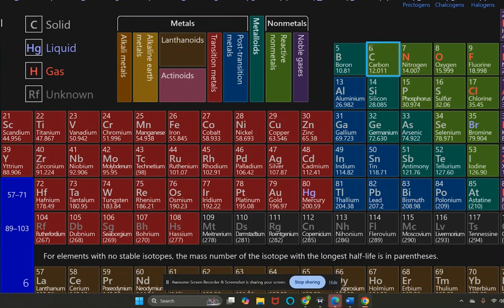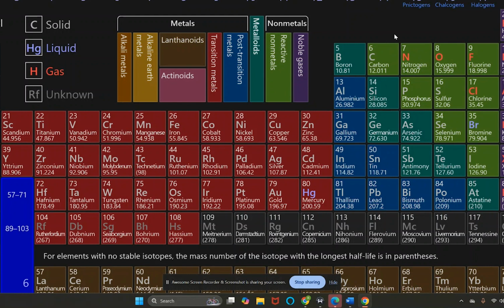So one thing she talked about is as we go to the right and then down on the periodic table, we get stronger acids. For example, HI is much stronger than HF, and HF is stronger than H2O. So as we go to the right and then down, we get stronger acids.